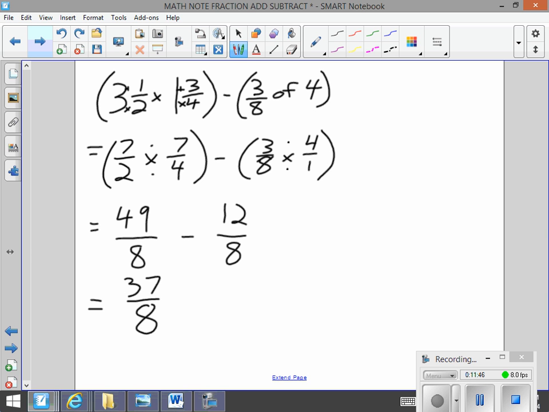That is improper, so let's make it smaller. Let's see, 8, 16, 24, 32. That's 4 times. 37 minus 32 is 5. Keep our 8. And Bob's your mother's brother. We know nothing goes into 5 and 8, so that's as low as we're going to go.